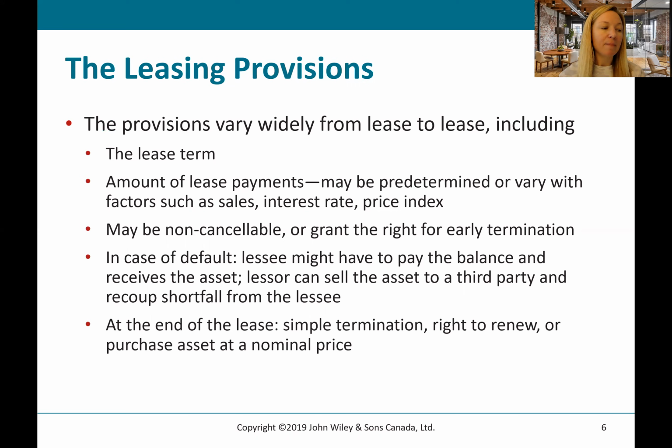Typically, rent is set at an amount that enables the lessor to recover the asset's value plus a fair return over the lease. And when the lease ends, several alternatives are available to the lessee. They may range from simple termination of the lease to the right to renew or to the right to buy the asset at a nominal price. Leases can also be cancelable, or they could give the right for early termination. This is all specified again in the lease contract. And we've already talked about the rights at the end of the lease.